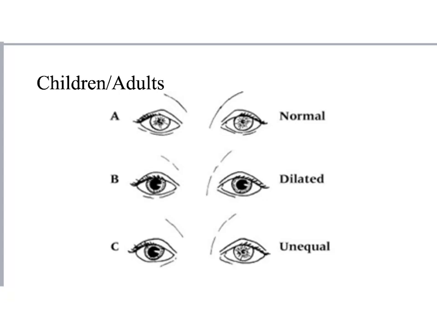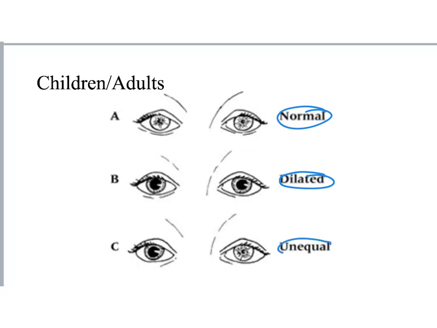What you see here is a picture of some different pupil assessments. In a normal pupil assessment, the pupils really should be fairly equal and they should respond quickly to any kind of light stimulus. If someone has fixed dilated eyes, this is a common sign of increased intracranial pressure. It can also be a sign of certain toxicities, like a stimulant overdose.